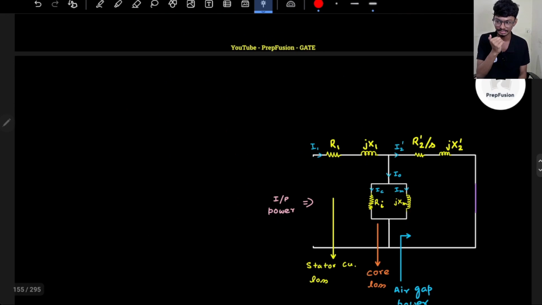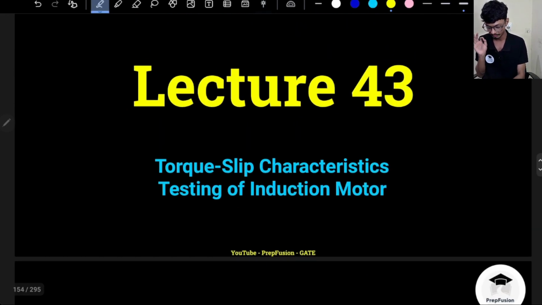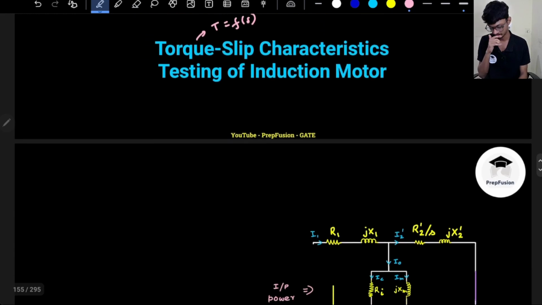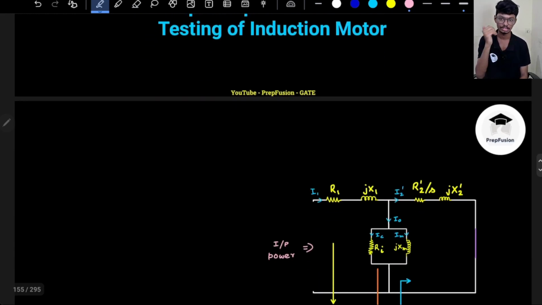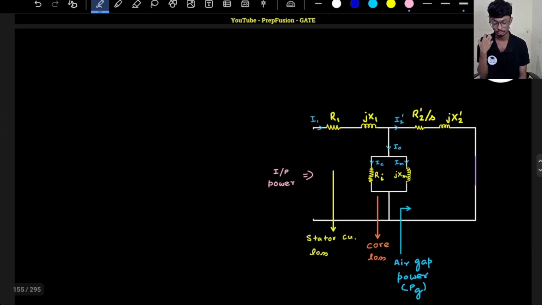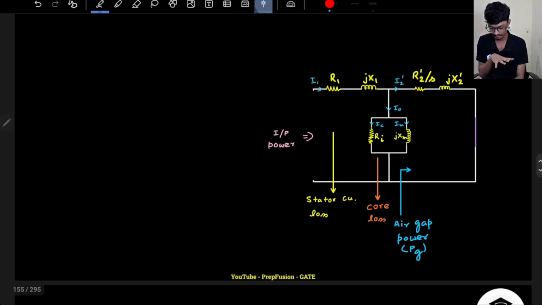Before understanding that, it basically means I want to plot my torque as a function of slip in a graph. That is what torque-slip characteristics means. As my slip changes, how does the torque change? That is what I want to plot. For that I will need an expression for torque. So this is the circuit.